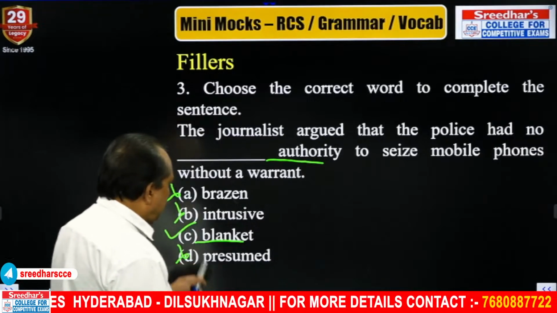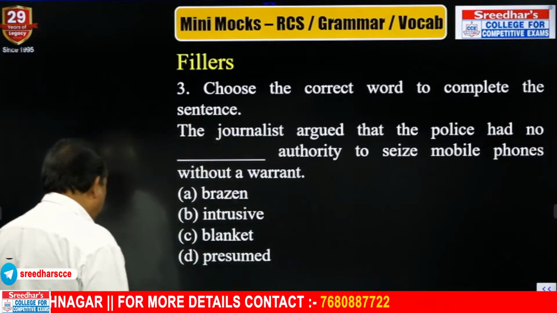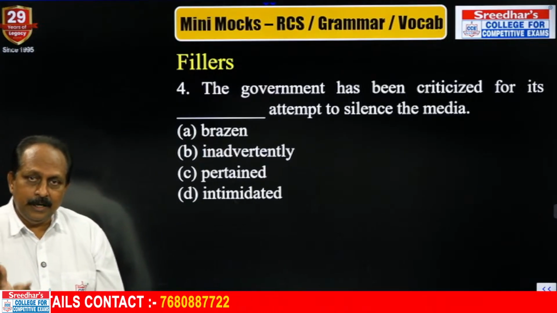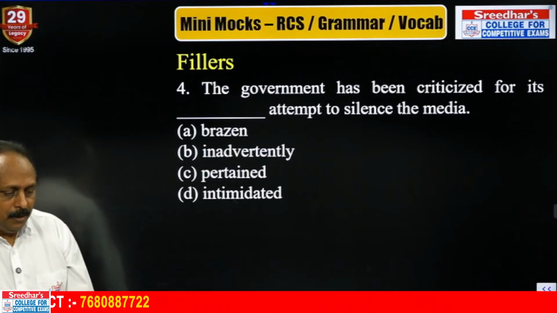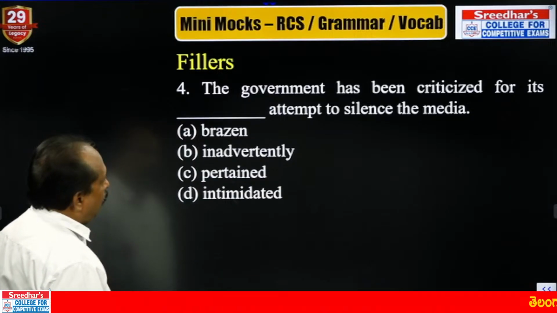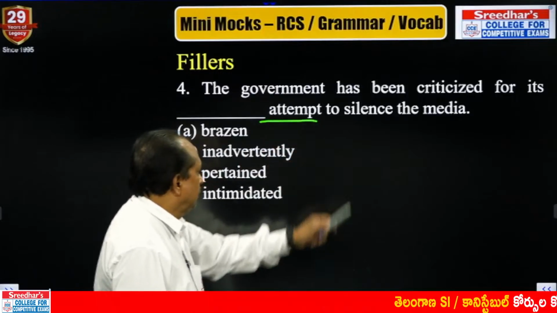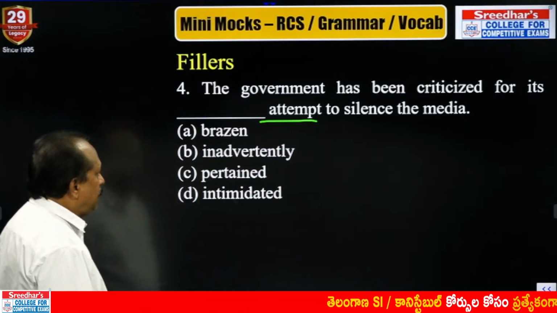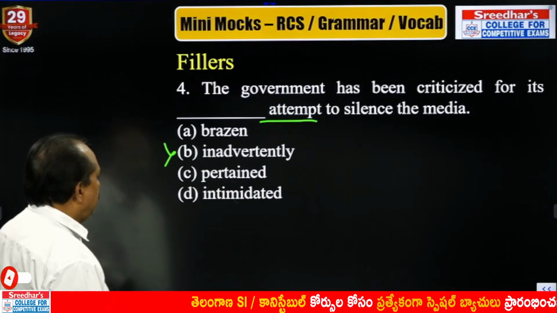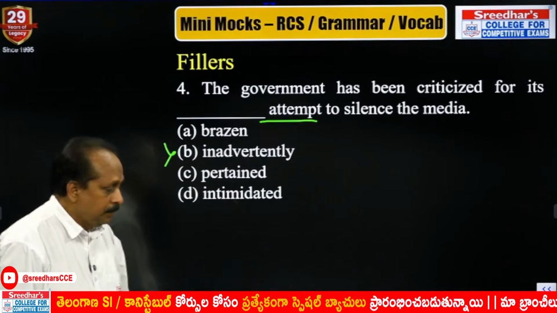Blanket authority. C is the answer, but I see a lot of students have chosen B. No. Authority takes the word blanket. Blanket authority, an idiomatic expression, means absolute authority. One more question based on pillars. The government has been criticized for its blank attempt to silence the media. Brazen attempt, inadvertently, pertained attempt. We cannot use an adverb here. Intimidated attempt, no. So what is the answer here?